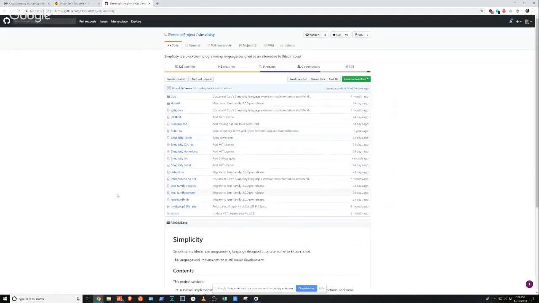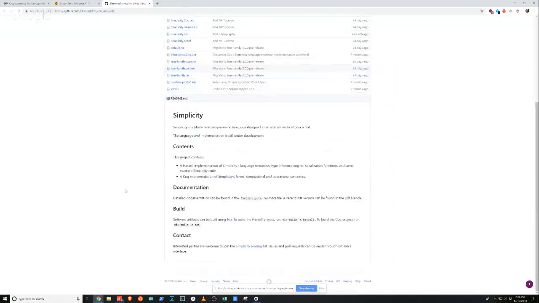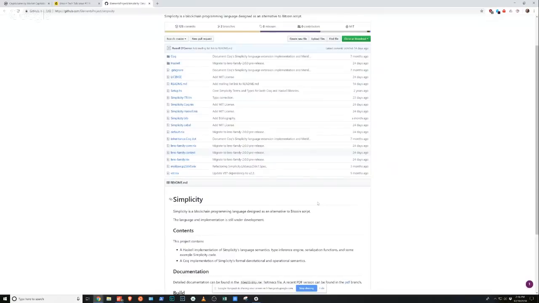Here's another one. This is the Simplicity code in GitHub. This is again by Blockstream. Simplicity is another type of script. Script is the smart contract language in Bitcoin, and Simplicity would be a replacement for script. Script will always be around to be backwards compatible with original transactions and so on, but Simplicity would be a new scripting language and a new smart contract language.